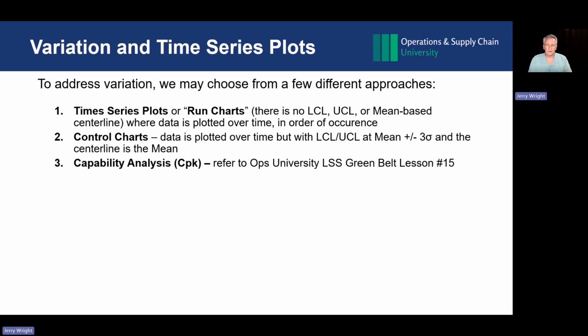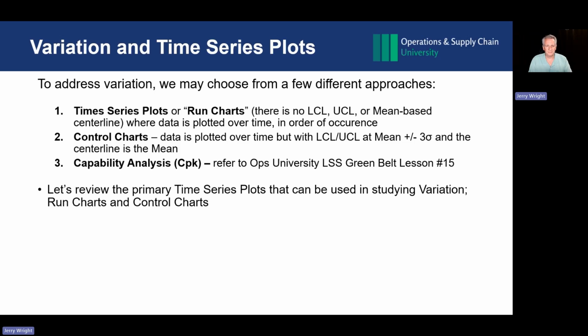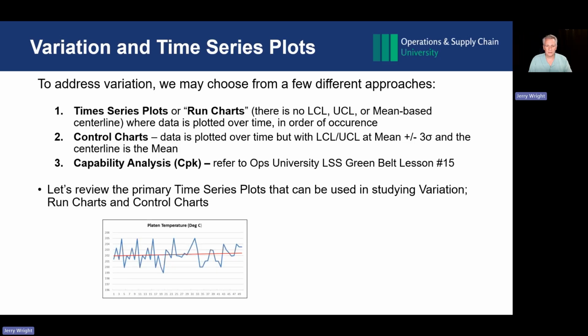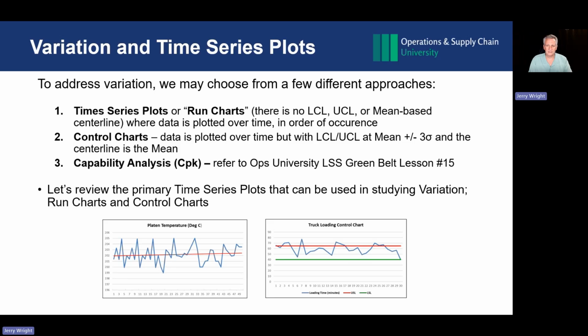Capability analysis, again, refer to Ops University, Lean Six Sigma Green Belt lesson number 15 to learn more about capability analysis. It's another thing you can do to address variation. Great tool. Let's review the primary time series plots that can be used in studying variation, both run charts and control charts. There's an example of a run chart. We'll look in more detail in a second. And here's an example of a control chart. You can see the upper and lower limits.